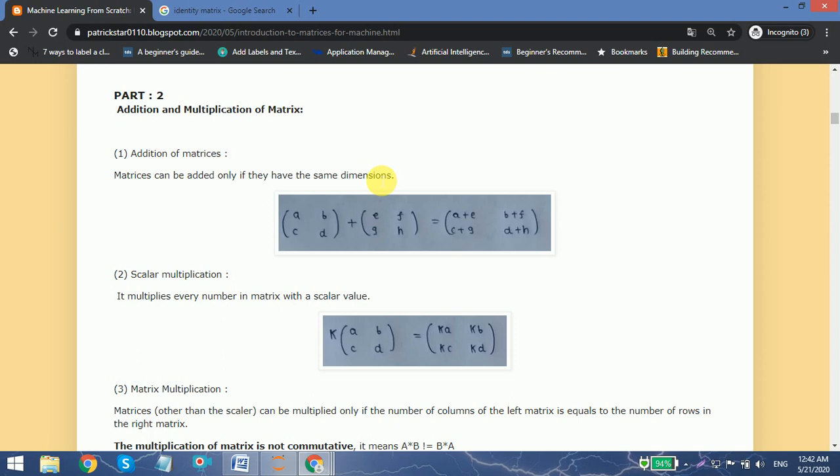So we can add matrices like 2 cross 3 and 2 cross 3, or we can add matrices like 3 cross 3 and 3 cross 3. It means they must have the same dimensions. And you can see the matrix addition is pretty simple. We just have to grab the element at each index and simply add them. So it's easy to understand.